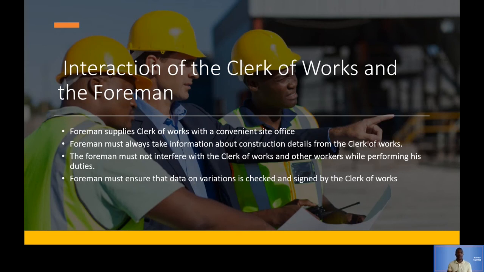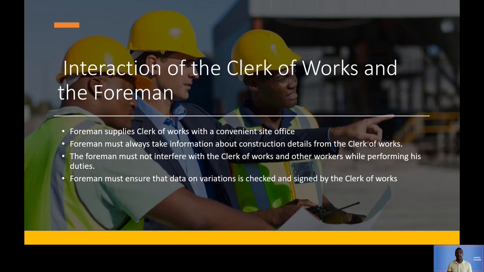So now the foreman supplies the clerk of works with a convenient site office. Okay, so it's like this. You have the architect, and then you have a clerk of works, and then you have a foreman, and under the foreman there are maybe little foremen and team leaders, and actually the general workers as well. So the foreman supplies the clerk of works with a site office. He tells him where he must be stationed.